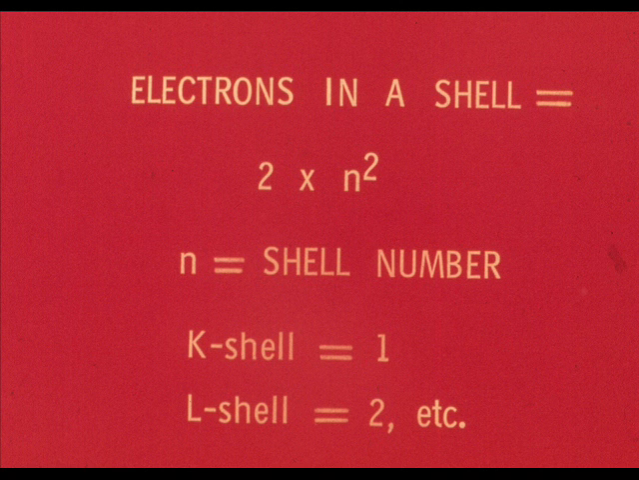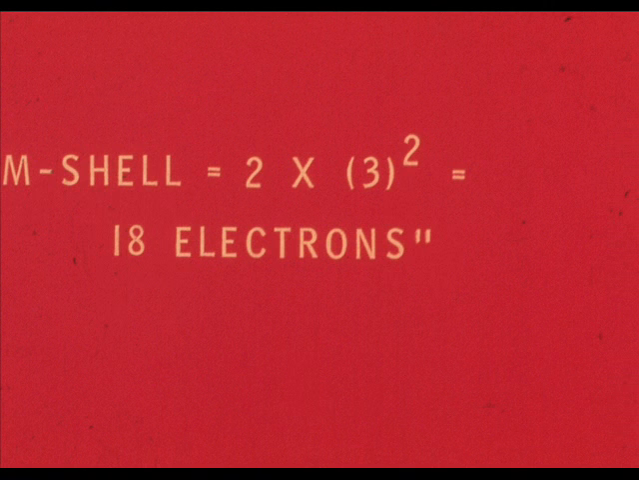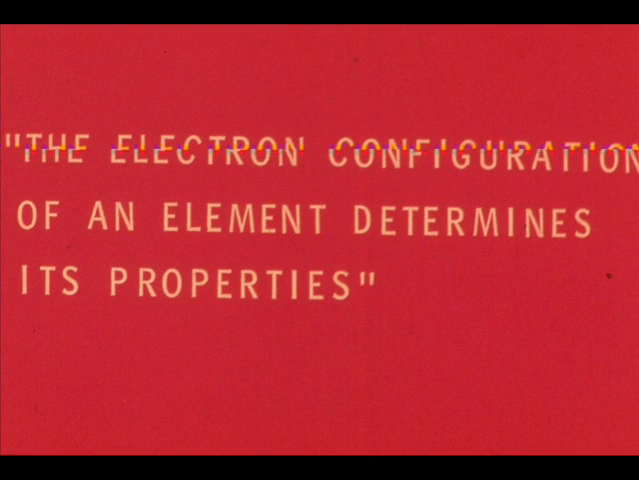The maximum number of electrons a shell can hold may be calculated from the equation: electrons in a shell equals 2 times n squared, where n equals the number of the shell, with the inner or K shell being number 1, the L shell being number 2, and so on. For example, 2 times the third, or M shell, squared is equal to 18, the maximum number of electrons in that shell. These are the maximum number of electrons that a shell may hold.